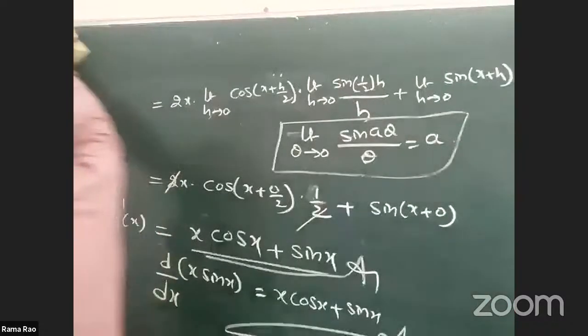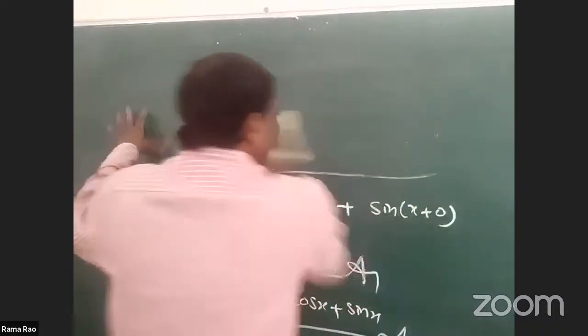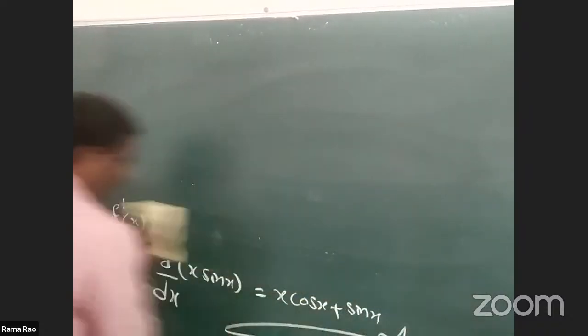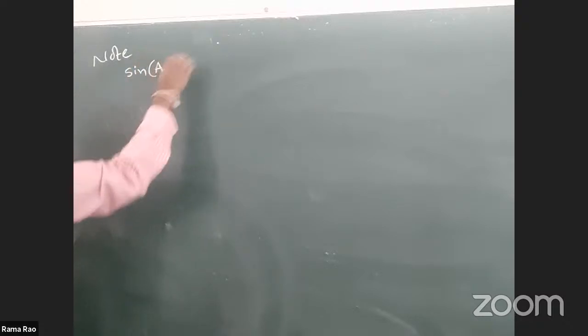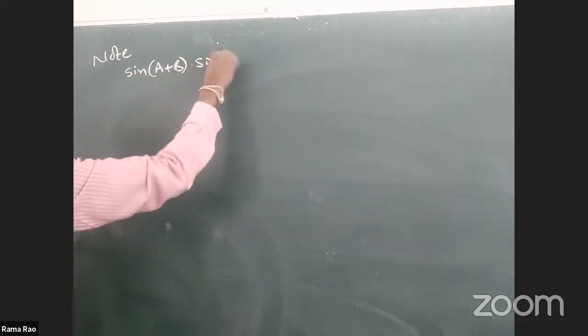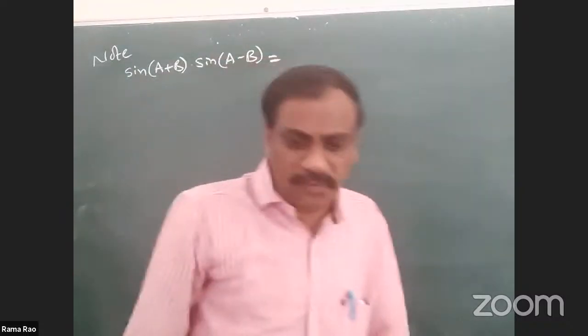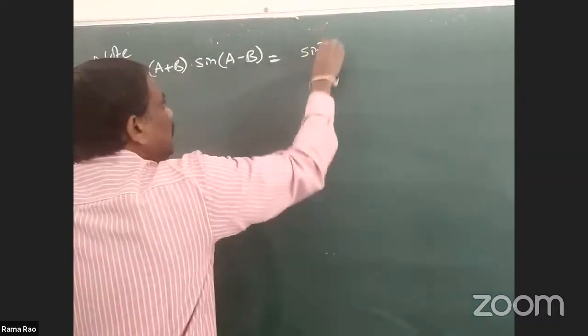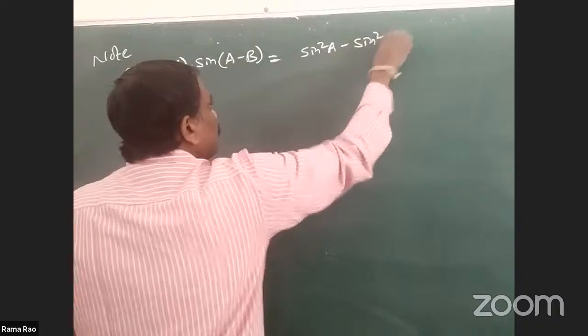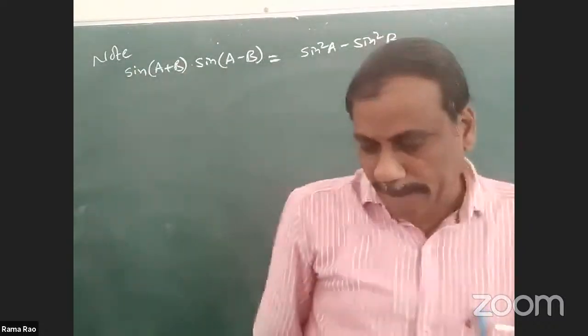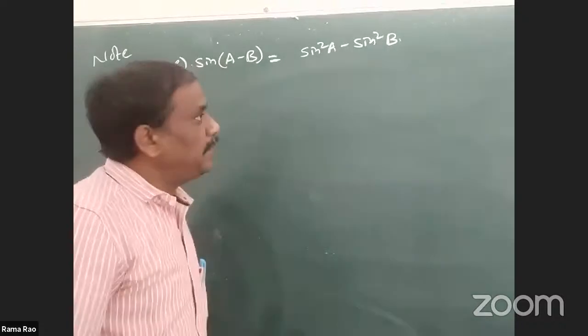Before going to that problem, we know in trigonometry the formula: sin of a plus b into sin of a minus b is equal to sin square a minus sin square b. This is the formula. Sin square a minus sin square b.